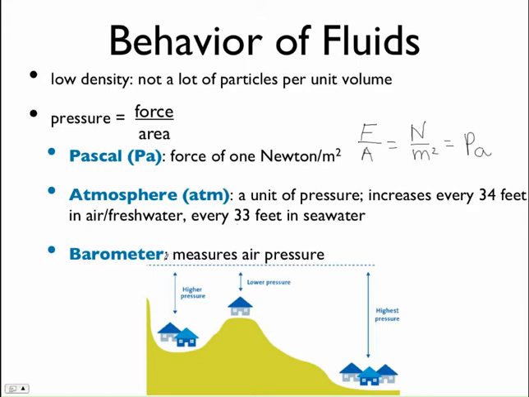And then a barometer is something that we use to measure air pressure. You can see if it's lower or higher. A lot of times if there's going to be a storm coming, they'll say they've detected a low pressure area, and that's usually a storm.